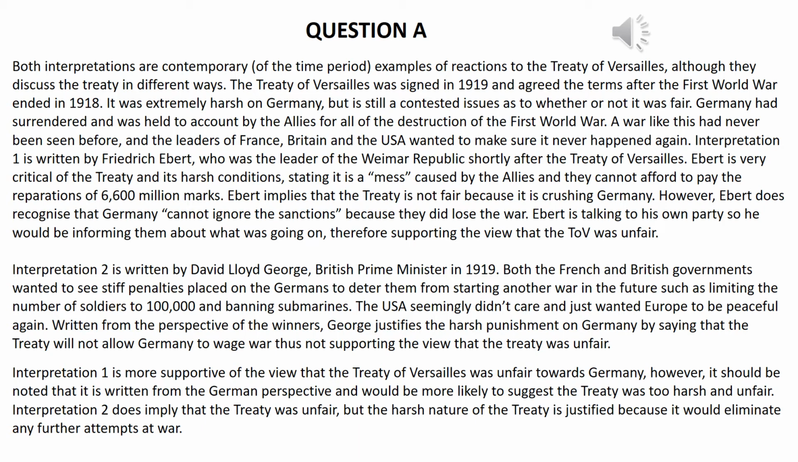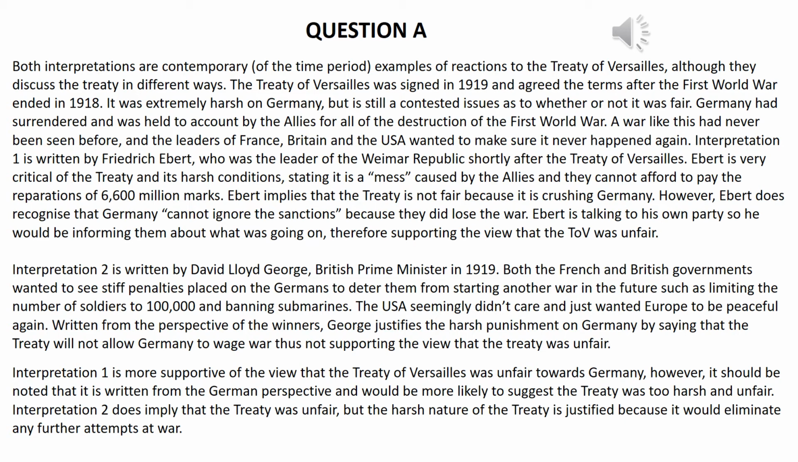Ebert implies that the treaty is not fair because it is crushing Germany. However, Ebert does recognize that Germany cannot ignore the sanctions because they did lose the war. Ebert is talking to his own party, so he would be informing them about what was going on, therefore supporting the view that the treaty was unfair.